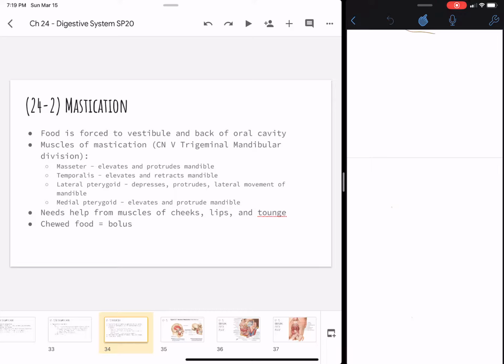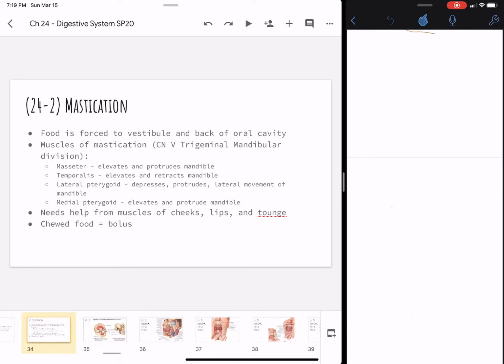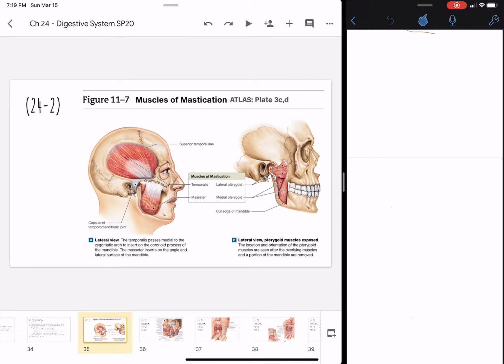You also need help from the muscles of the cheeks, lips, and tongue. So muscles from the cheeks are going to help keep the food in the oral cavity. Lips are also going to help keep the food in the oral cavity, and then the tongue is going to help mesh it and move it around so that we get the most amount of mastication as possible, or breakdown of each of the food particles. Once we finally chew it up, then we're going to call that a bolus, and that bolus is going to travel down the esophagus.